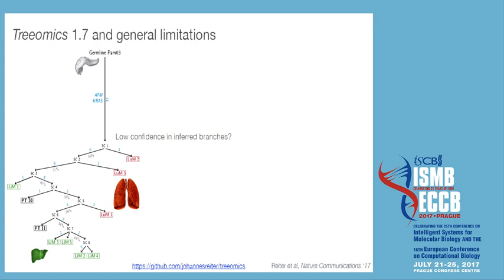However, what you can see on the tree is that the confidence values on the inferred branches are actually very low. With 2 exceptions, we are very certain about that cluster over here, and we are very certain about that cluster over here. But otherwise in this tree, the confidence values are below 70%. So how sure can you actually be about the conclusions you draw from such a phylogeny?